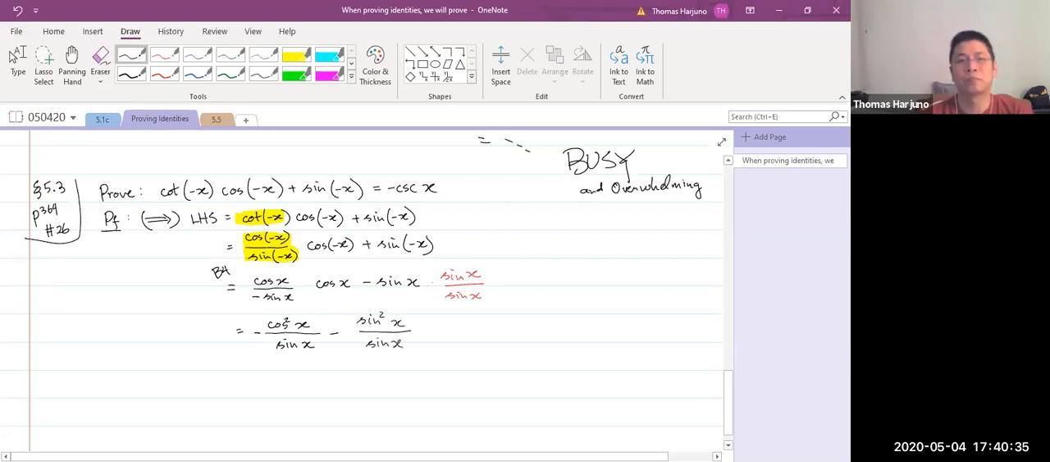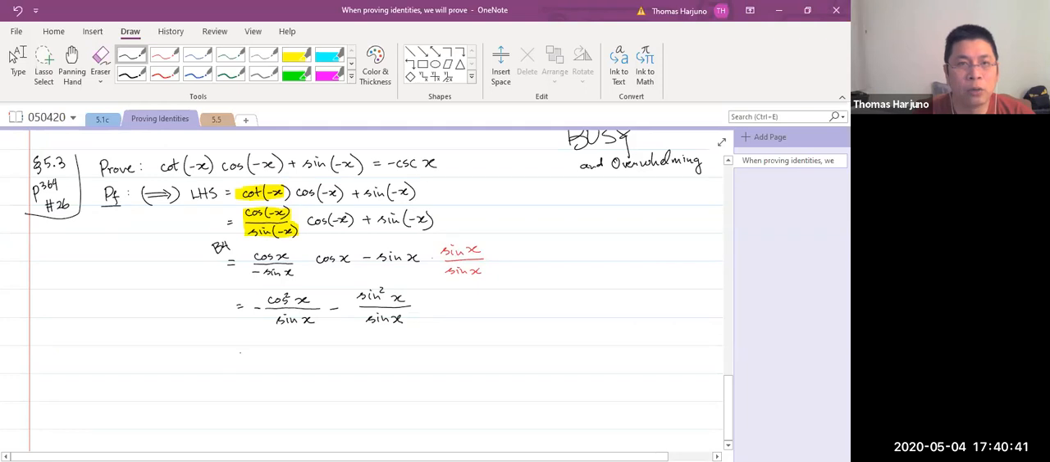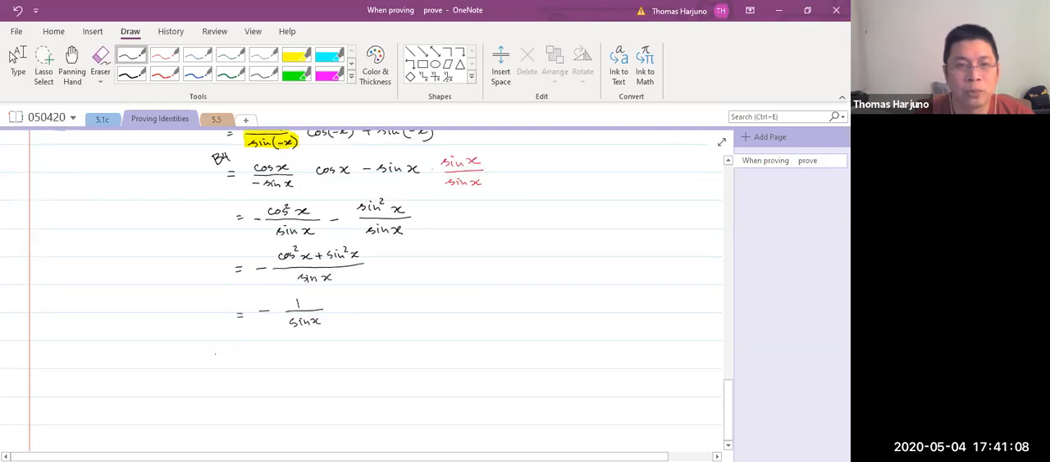Right? That's equal to negative of, I factor the negative, so on the top I get cosine squared x plus sine squared x over sine x. That is negative 1 over sine x. That's negative cosecant x. That's our right hand side. That's the end of the proof.